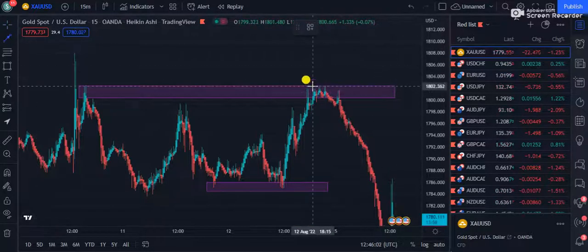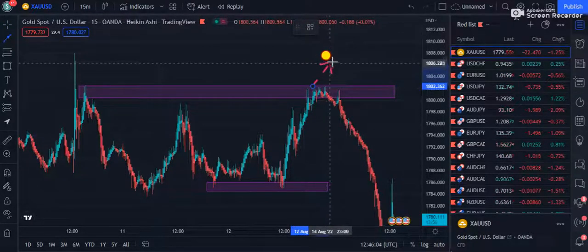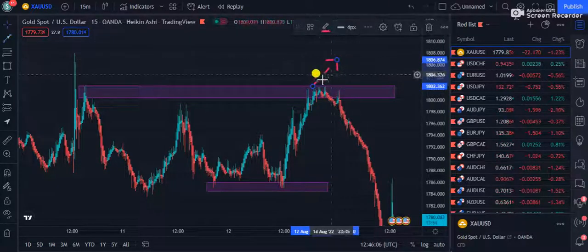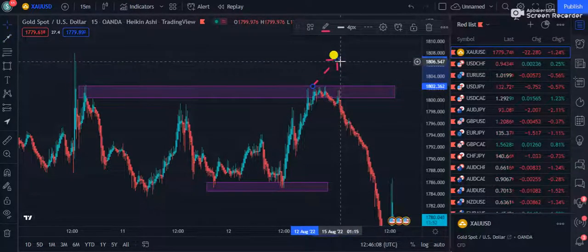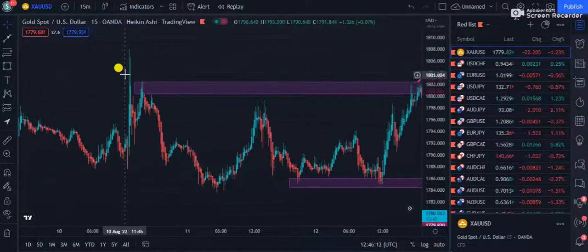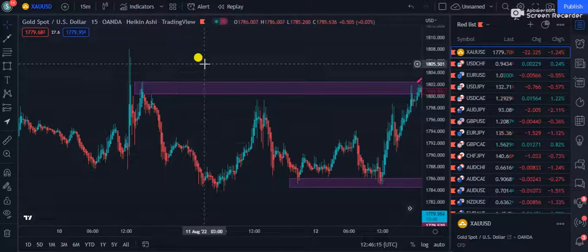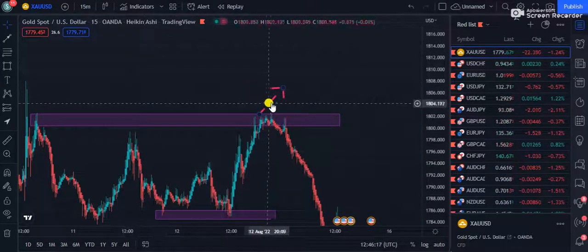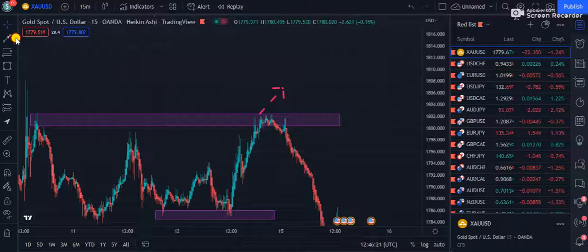So for example, let's say the market has moved up and it has broken the order block and candles closed above. In this situation, you cannot see the candles closing above the order block, but let's assume that the market has broken the order block and it went up. Now I'm telling you another thing.